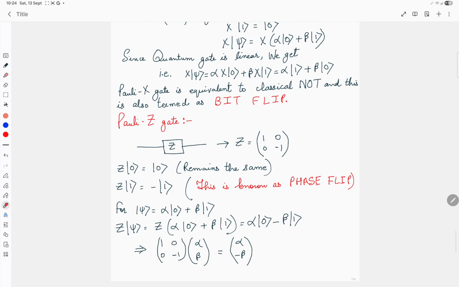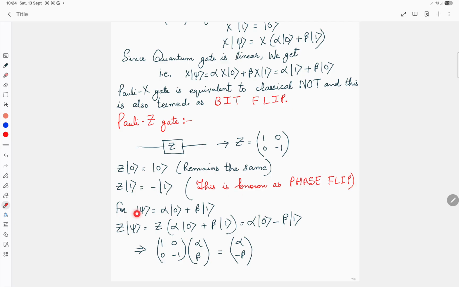Let us look into the Pauli Z gate. It is basically the sigma 3 matrix or sigma Z matrix, so it can act as a Pauli Z gate. The matrix is given by 1 0 0 minus 1. When Z acts on ket 0, it will result in ket 0, so the state remains the same. But when Pauli Z acts on ket 1, there will be a negative sign. Basically, there will be a phase flip with this ket 1. So this is known as phase flip.